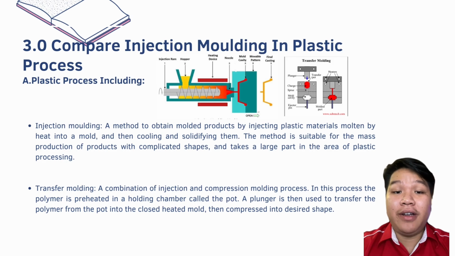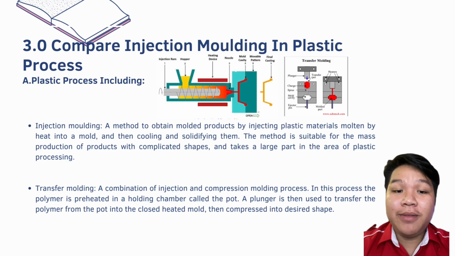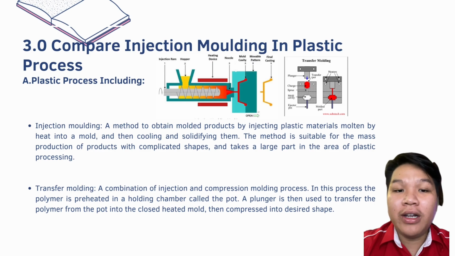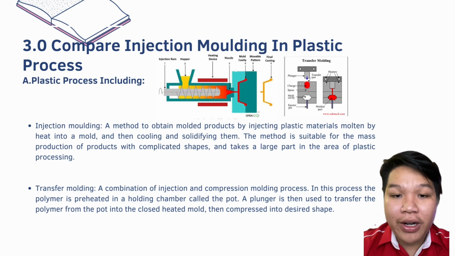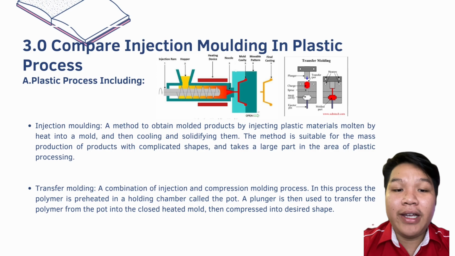Next, compare injection molding in plastic process. Plastic process including injection molding, a method to obtain molded product by injecting plastic material molten by heat into a mold, and then cooling and solidifying them. The method is suitable for the mass production of products with complicated shape and takes a large part in the area of plastic processing.